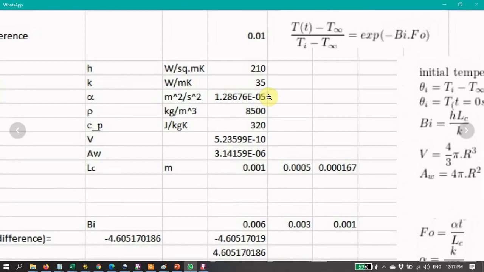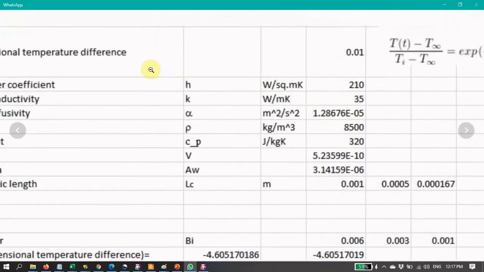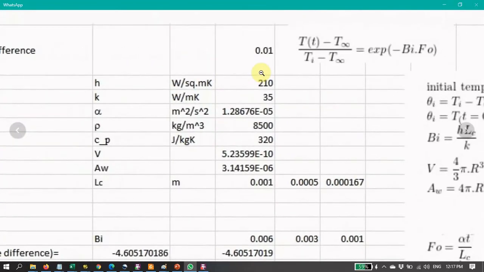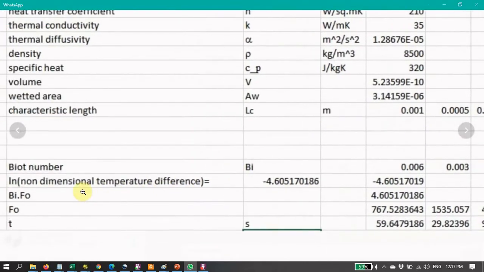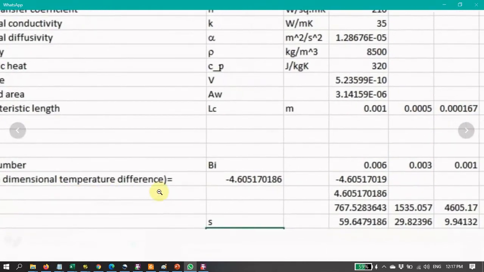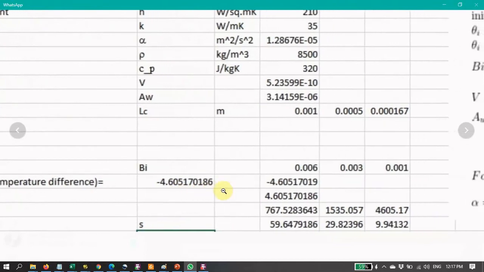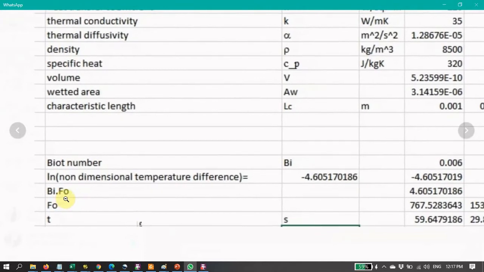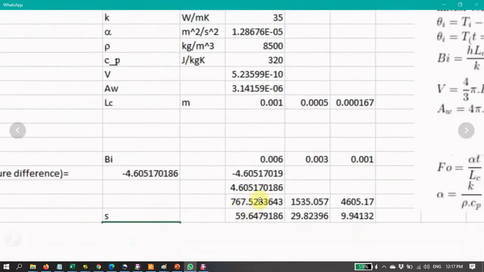And then we look at the non-dimensional temperature difference, which is 0.01, right? So about 1% to reach the final temperature. So when we take the logarithm of that value, we get about minus 4.6. And then we can get the Biot number and Fourier number, which is about 4.6.